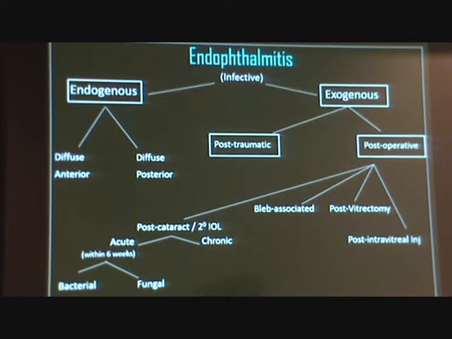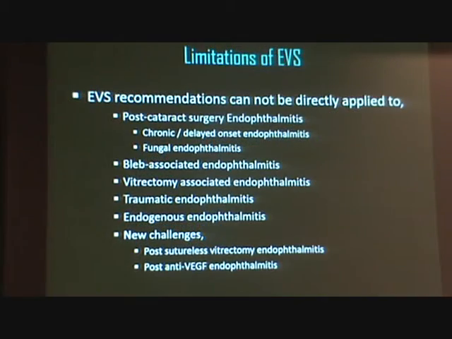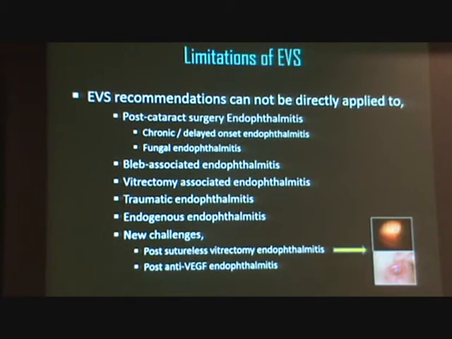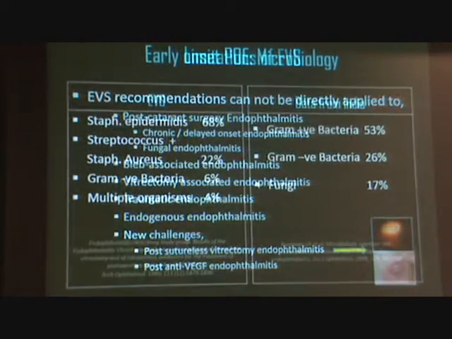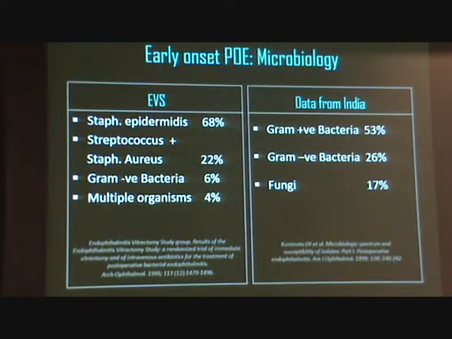EVS recommendations were only for this group of endophthalmitis: acute bacterial postoperative endophthalmitis, secondary to cataract surgery or secondary intraocular lens implantation. In other words, it cannot be directly applied to all these subgroups, including new challenges of post-sutureless vitrectomy-related endophthalmitis and intravitreal injection-related endophthalmitis. Even for the early onset cases, it cannot be directly applied to all geographic locations, as there was no single case of fungal endophthalmitis in EVS, compared with 17% cases reported from India.